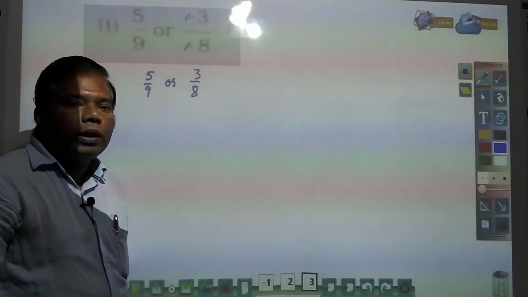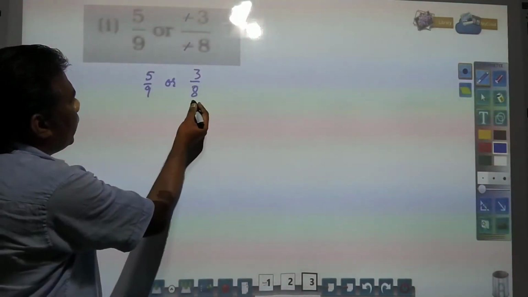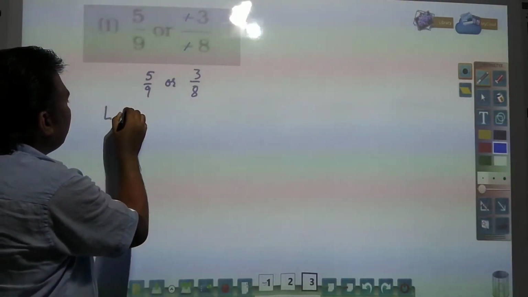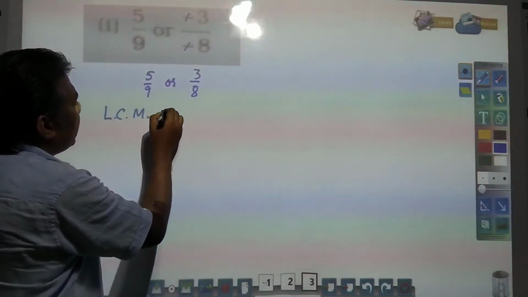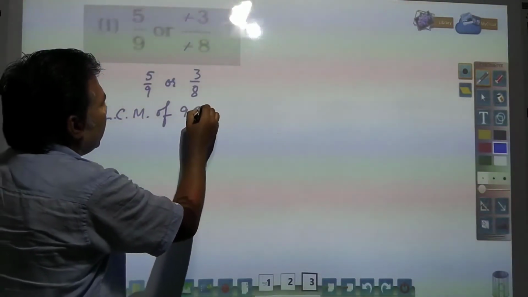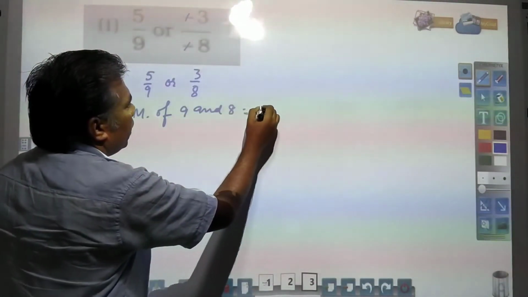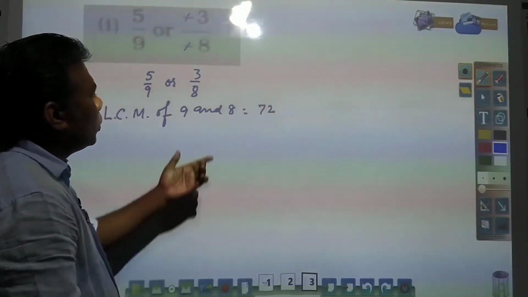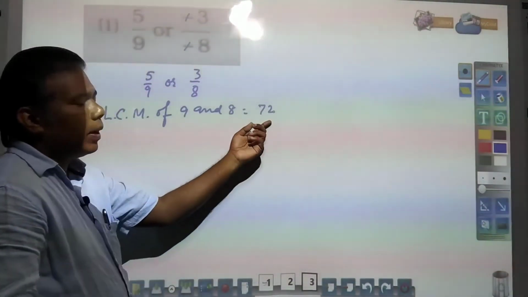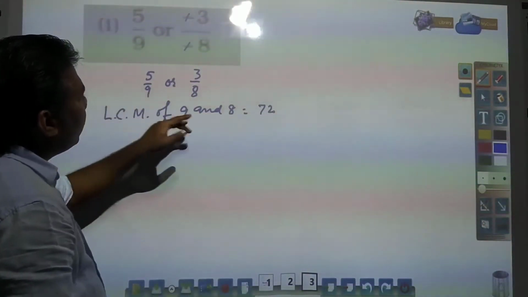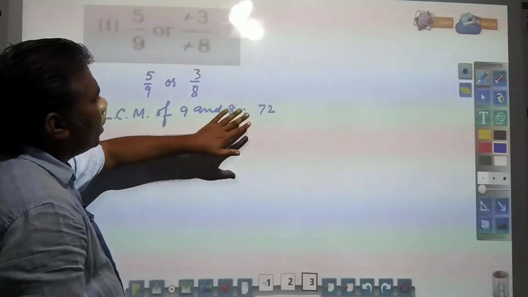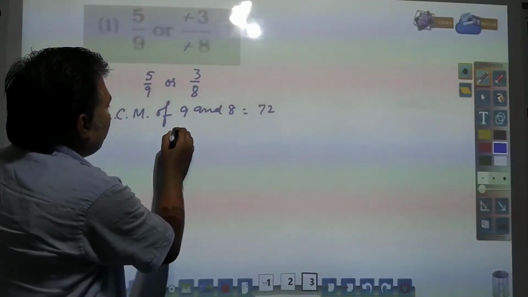Now we need to see which number is greater, and for this what is needed to be done? LCM is required to be found out. So LCM of 9 and 8 will be 72, because no common factor we have, we need to multiply these. Now this denominator is required to be converted into 72.